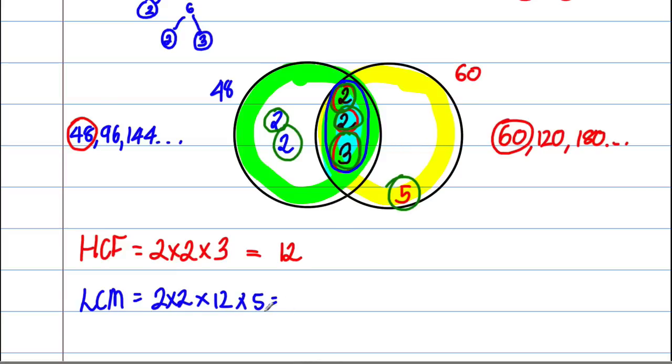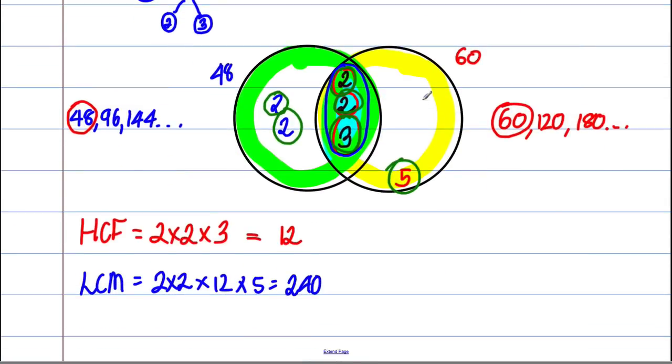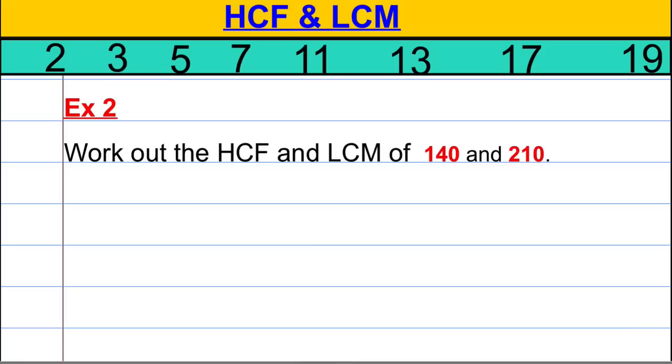And if we work that out, we have 2 multiplied by 2, multiplied by 12, multiplied by 5, we get 240. And indeed, 48 and 60 have the lowest common multiple of 240. So that's trying to explain why this method works. I'm going to do one more example where I do it more formulaically, just to show you how to do it quickly in the exam.